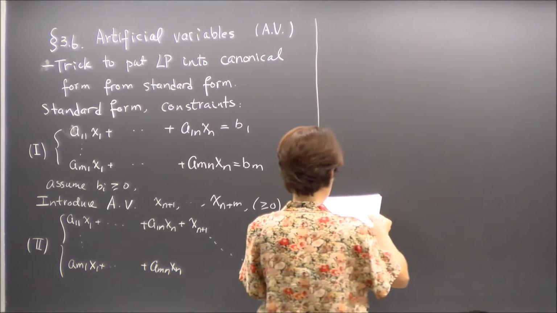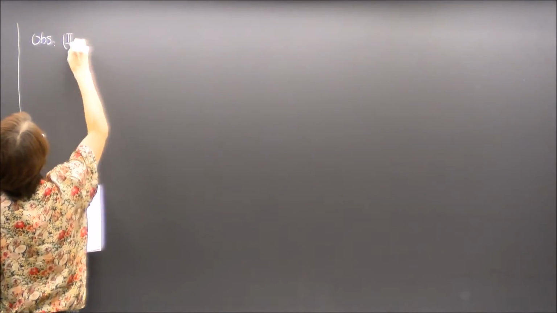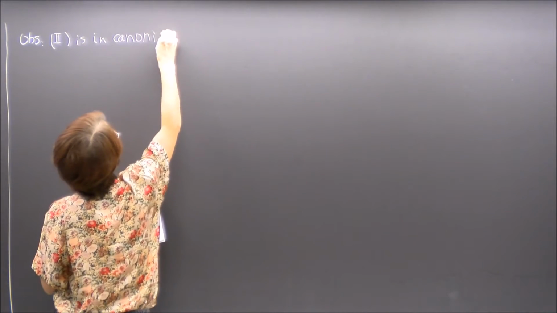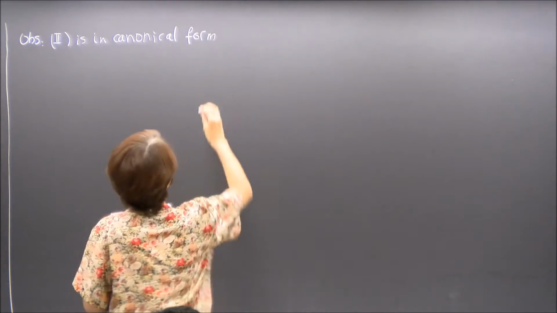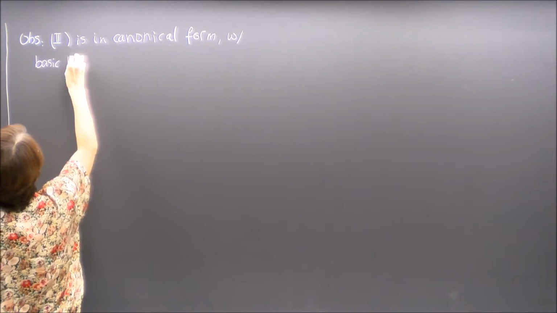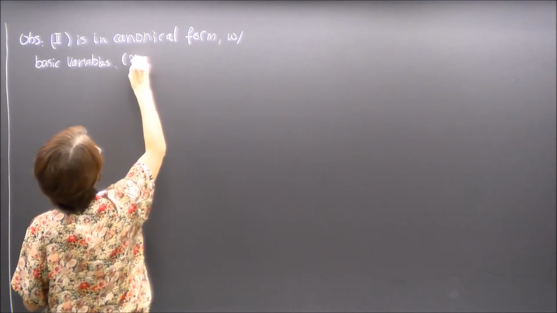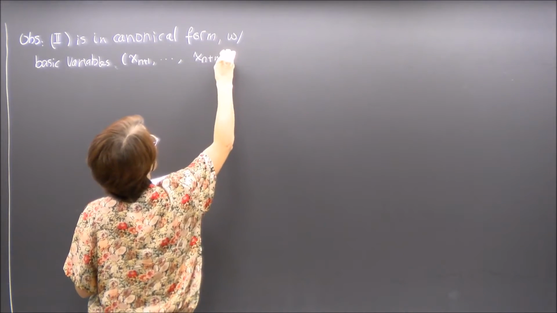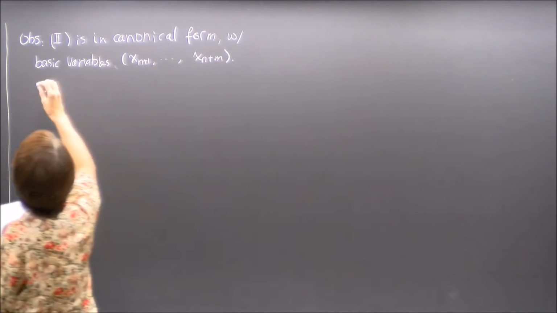That's important. So observation 2: system 2 is in canonical form. We agree with the basic variables. Those are exactly the ones that I added in, my artificial ones. They are all basic now. Okay? And what about the basic solution?